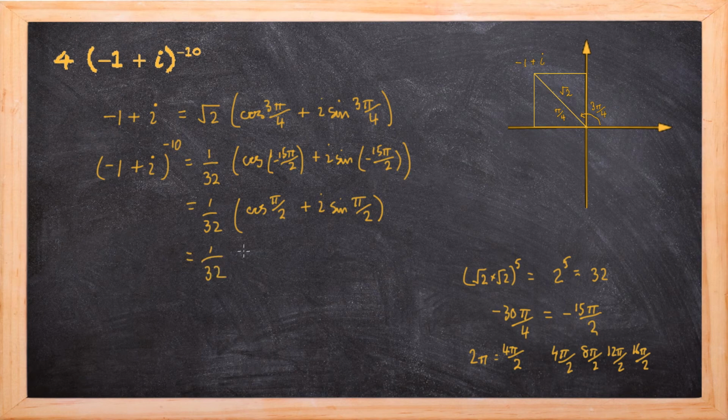There we go. So cosine of pi upon 2, there's the cosine graph, it's 0. And similarly, sine pi over 2 goes from 0 up to 1, so it's 1 for sine pi upon 2. So the right-hand bracket has value 1i. So it's just 1 over 32 times i. And that's our final evaluation.